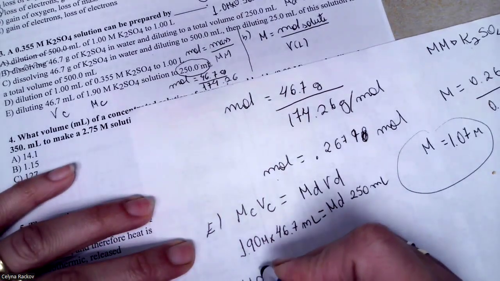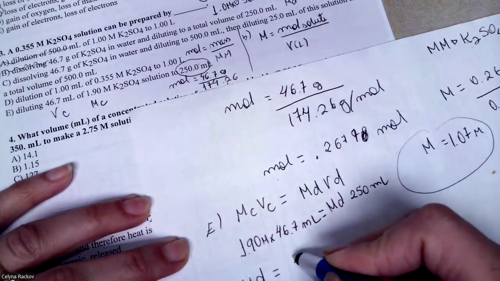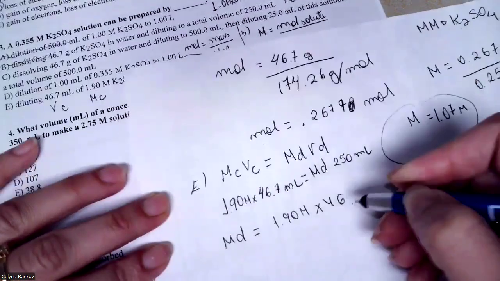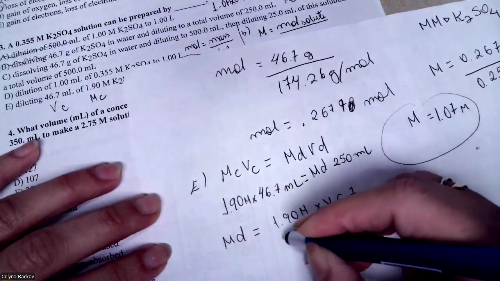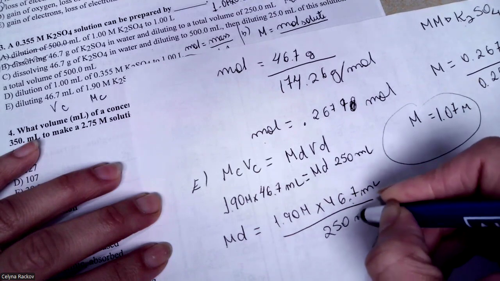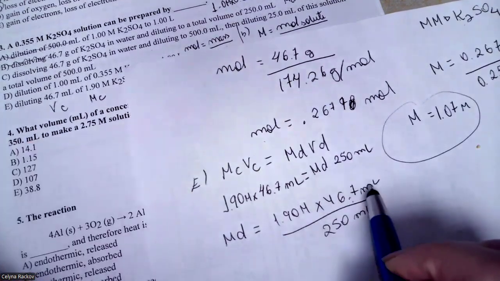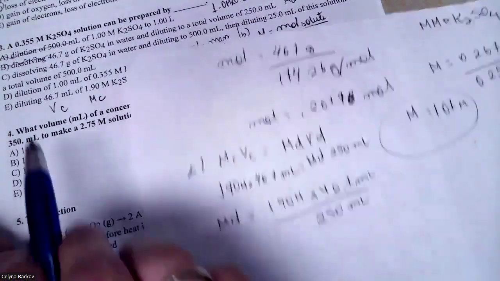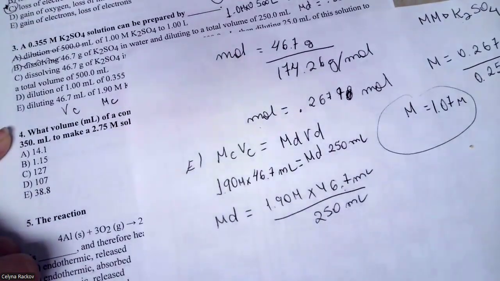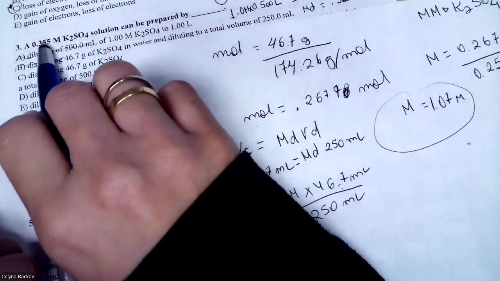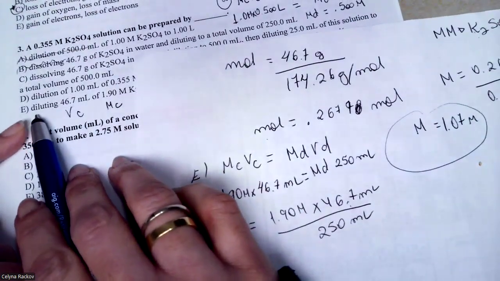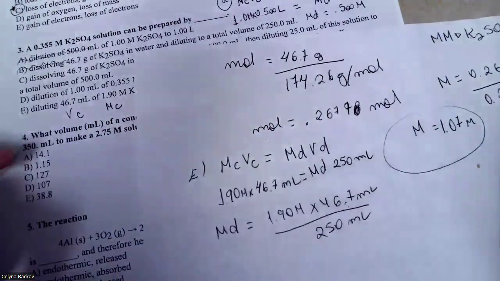So to find the final molarity, you multiply 1.9 molar times 46.7 divided by 250 milliliters. So try to do that math here to figure out if the answer is E. If the answer is letter E, you should find this concentration. If the answer is not E, then you need to try C and D, right?